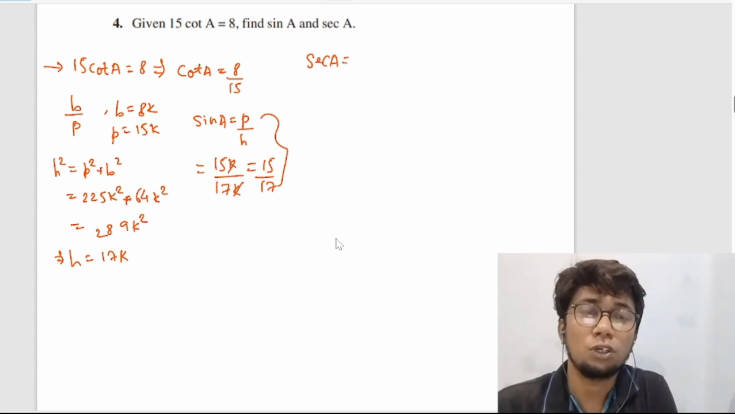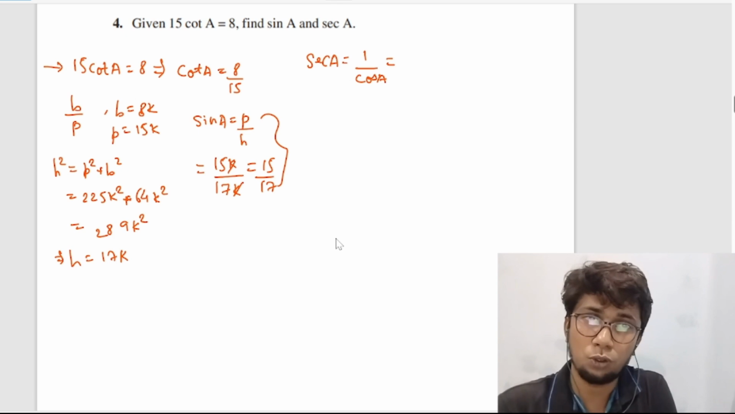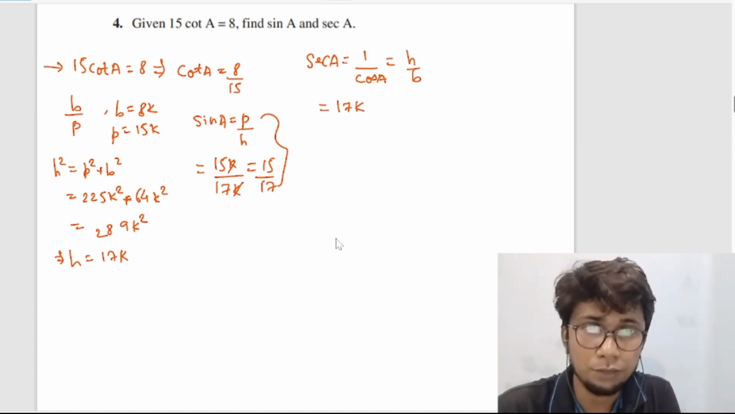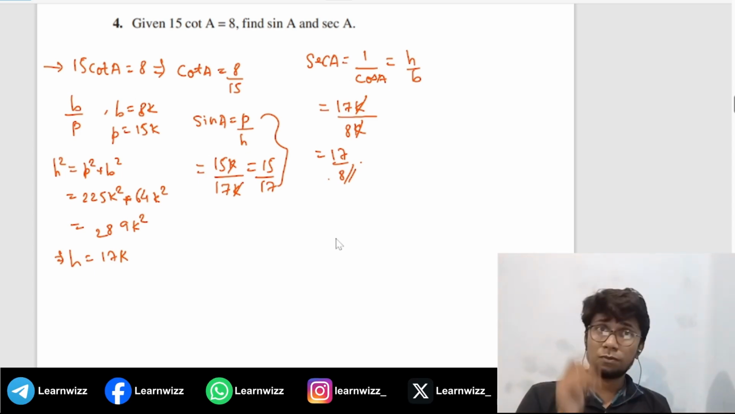Sec A is what? 1 upon cos A, right? And cos A was what? Base upon hypotenuse. So 1 upon cos A will be hypotenuse upon base. What is hypotenuse? 17k. Is it? Yes, of course. And what about base? Base was 8k. So sec A will be equal to 17 upon 8. This will be our answer. Alright.